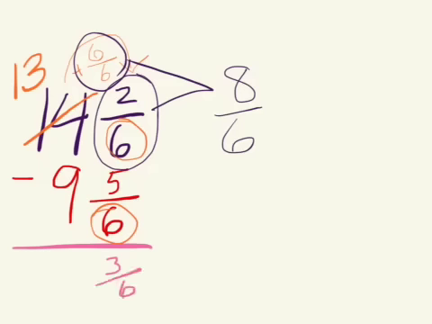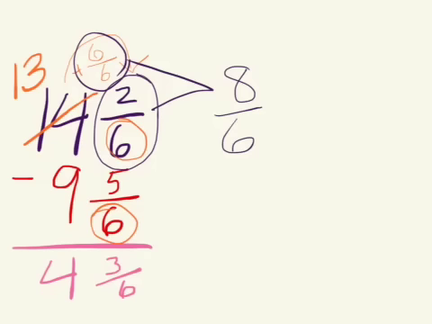And now we can deal with our 13 minus 9, which is 4. 4 3/6. But wait, are we done? It's not in simplest terms yet. It's not in lowest terms. This fraction right here really needs to be simplified. So let's reduce that fraction.